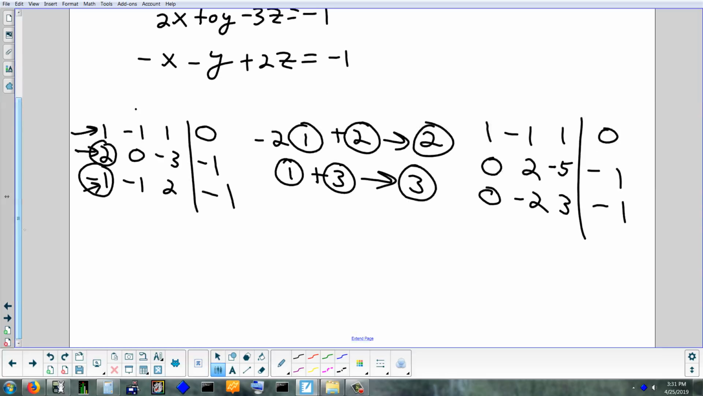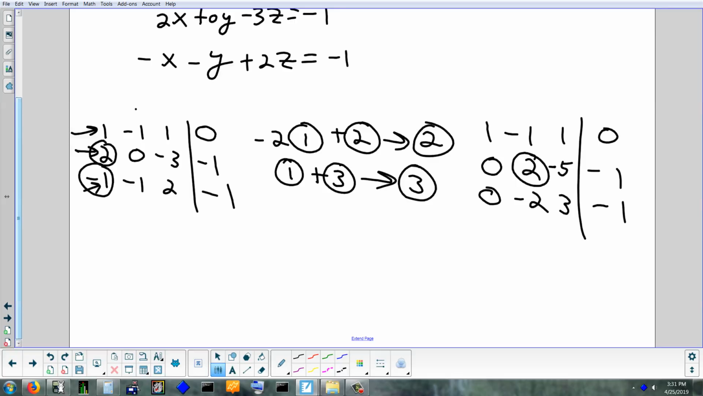The 2s. Okay, then which two? The 1 in the second. Yep, 1 in the second row. And you want to make that what number? A 1. Want to make it a 1. So how could we make that a 1? The first row times 2.